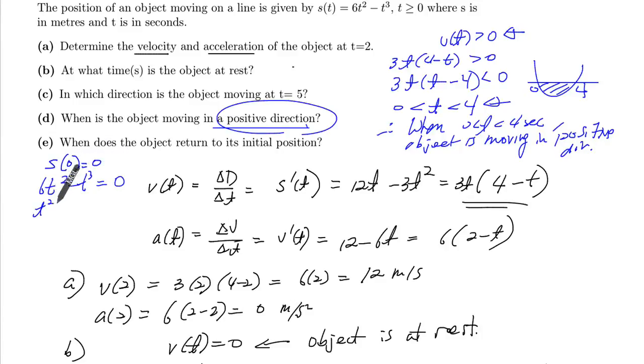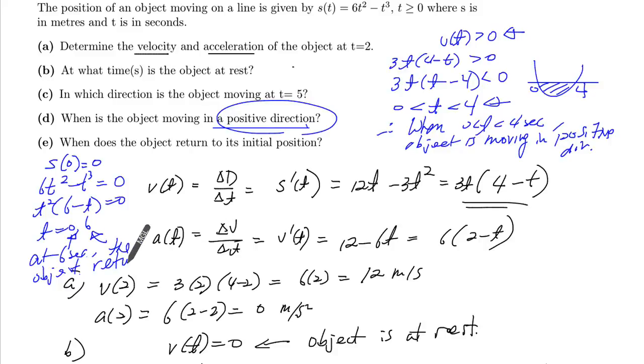So factor out t squared and we get 6 minus t, and we get two answers, 0 and 6. So this is referring to the initial position, initial time, and this is the second time when the position becomes 0 again. So at 6 seconds, the object returns to initial position.